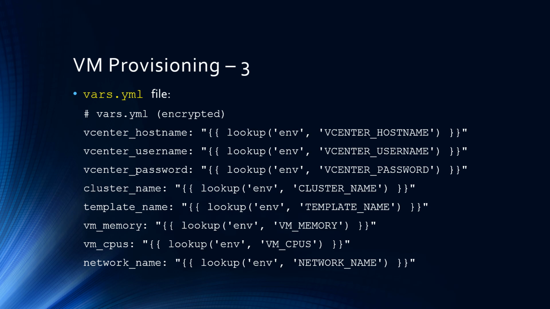All sensitive information is handled through environment variables, which is a security best practice. The lookup env function is used consistently to fetch these values at runtime, preventing sensitive data from being stored in the playbook itself. The variables defined here cover all the essential VMware configuration parameters: vCenter connection details, cluster specifications, VM template information, resource allocation parameters, network configuration.